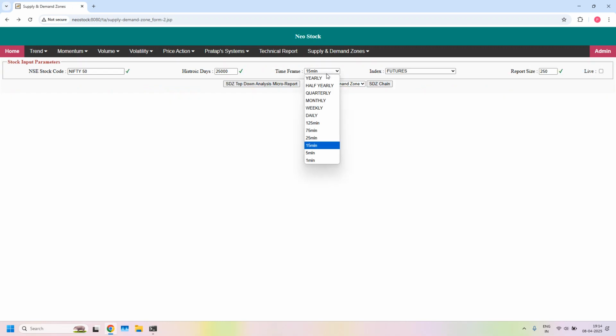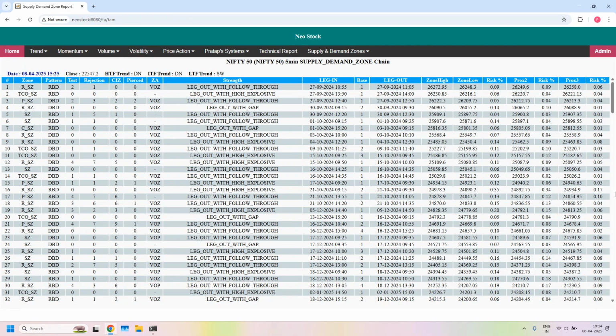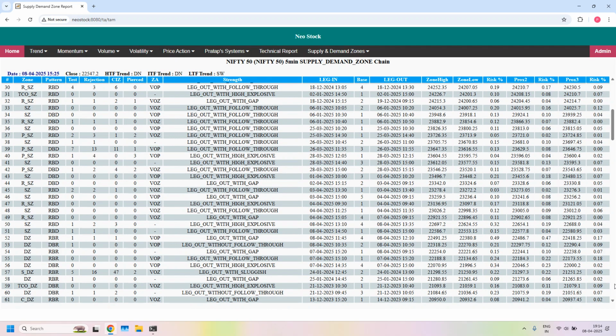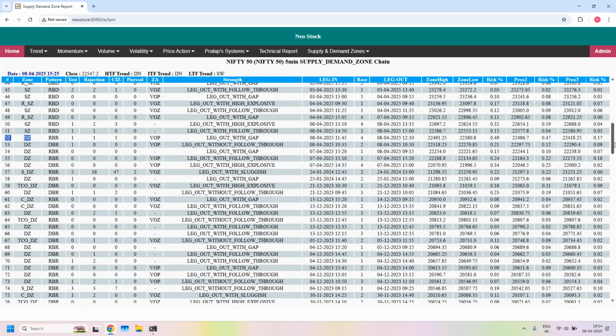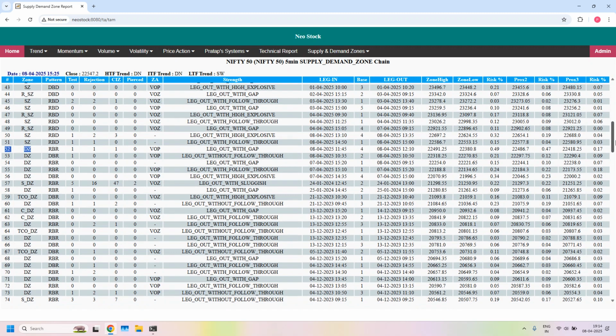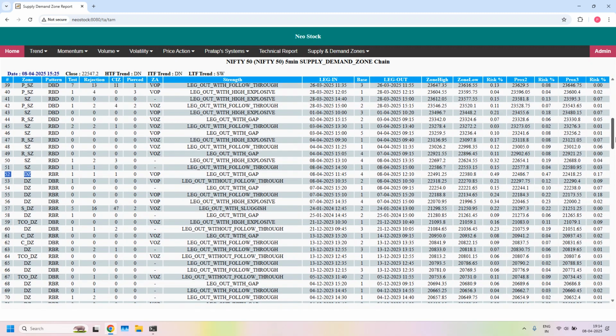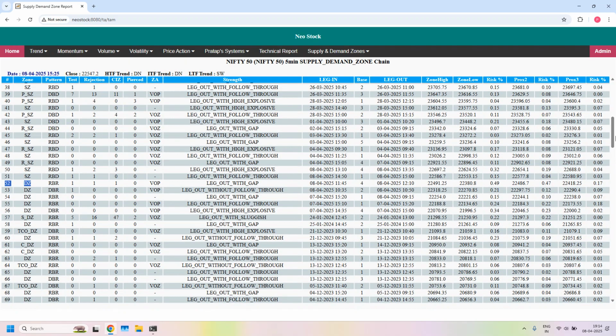Next, 5 minutes supply demand zone chain for Nifty. And all are supply zones. I'm scrolling the list down. Here serial number 52 is having the nearest demand zone to the current closing price, the 5 minutes demand zone. Let me put it in the center. Okay. So this is about Nifty.